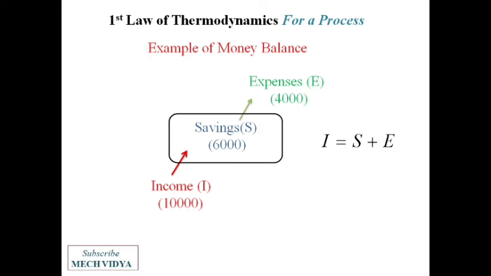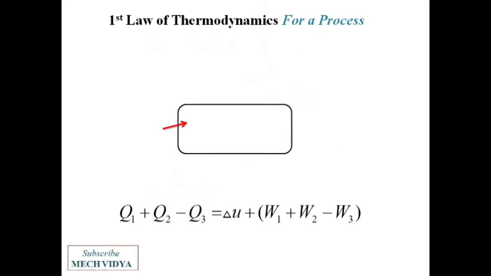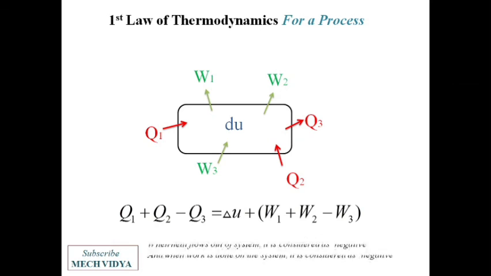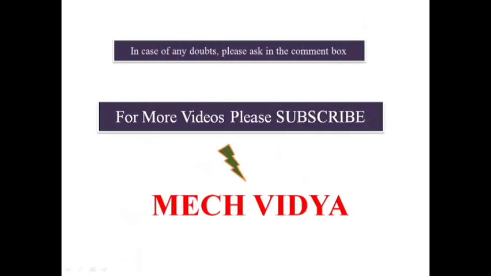Okay. Lastly, if there are a number of heat and work components during a process, the first law can be written as a summation of all the components as follows. Please note that when heat flows out of the system, it is considered as negative, and when work is done on the system, it is considered as negative. Okay. So this was all about the first law for cycle and process.